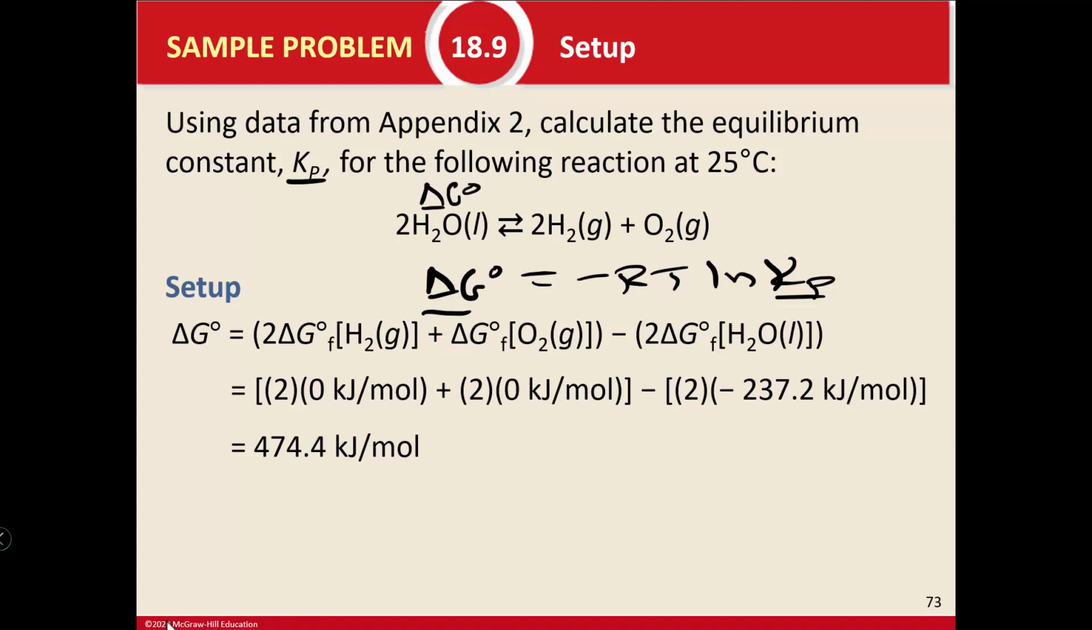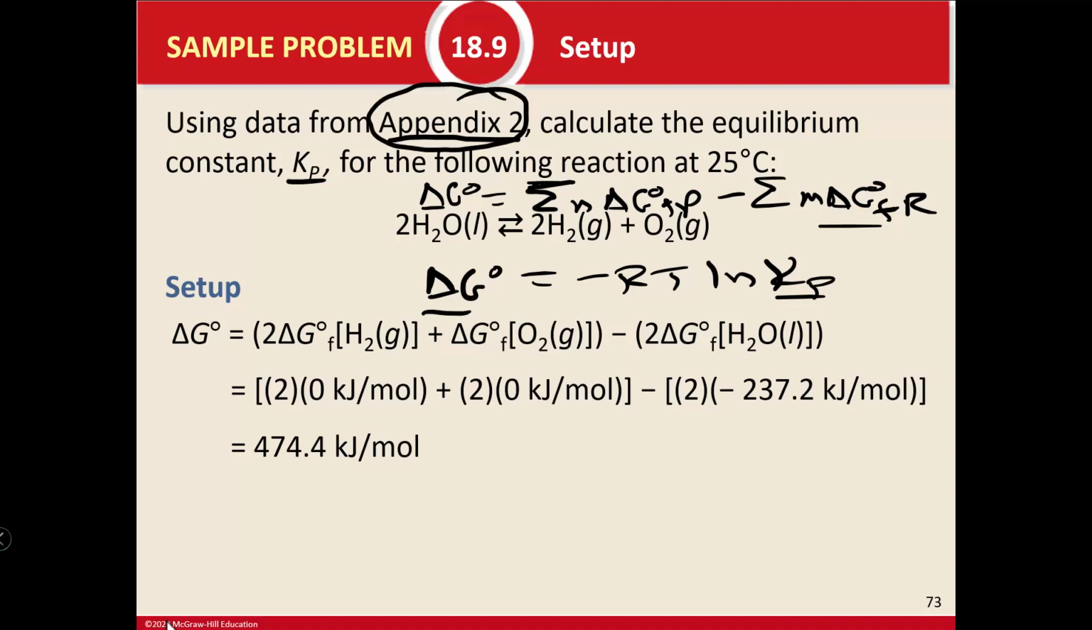So delta G naught equals the summation of the number of moles of delta G naught of formation of the products, minus the summation of the number of moles of delta G naught of formation of the reactants. And I can look these up in Appendix 2. So that's the hint here. It tells you to look at Appendix 2.